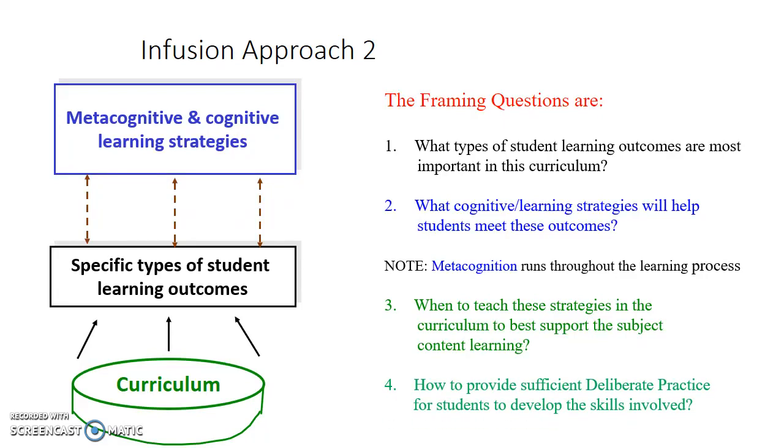And finally, as we know, it's not just a question of making students aware so that they develop an understanding. They will need to do sufficient deliberate practice to develop the skills involved. So that's what we mean by infusing metacognitive, cognitive skills.